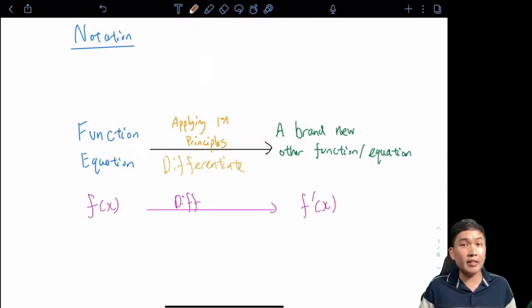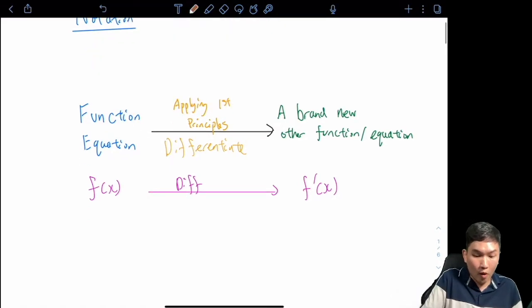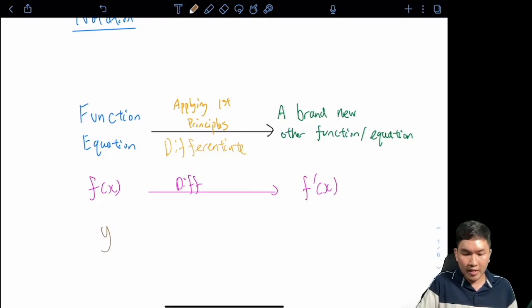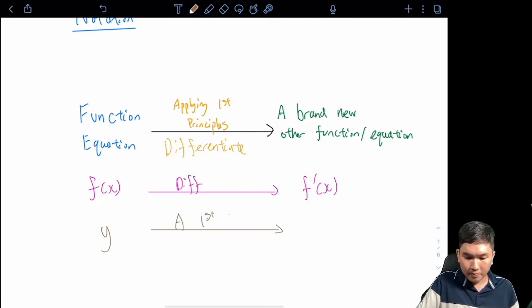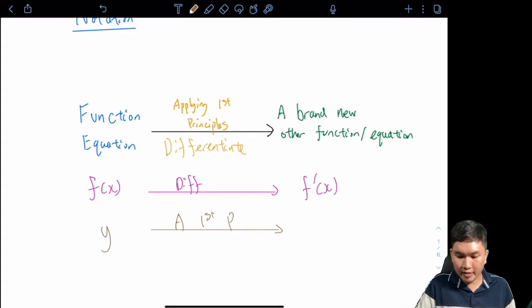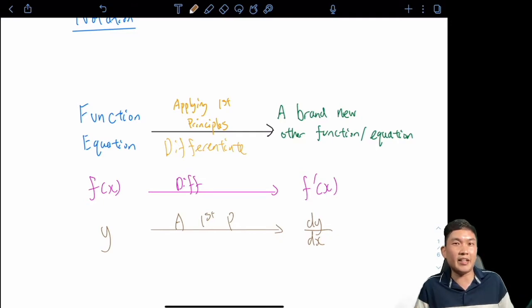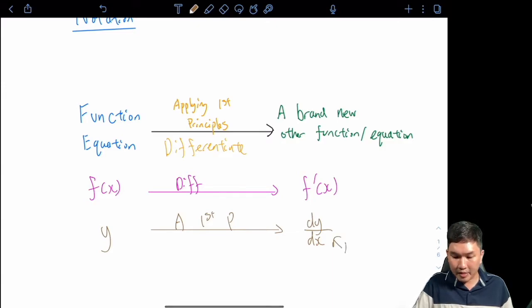But what if you're given an equation? For example, y equals x squared, and you apply first principles. What do you get? You actually get this thing called dy over dx, which we just say dy dx for short. You might know this has a special name. This is what we call the Leibniz notation, and you will know who Leibniz is if you watch the first few videos.